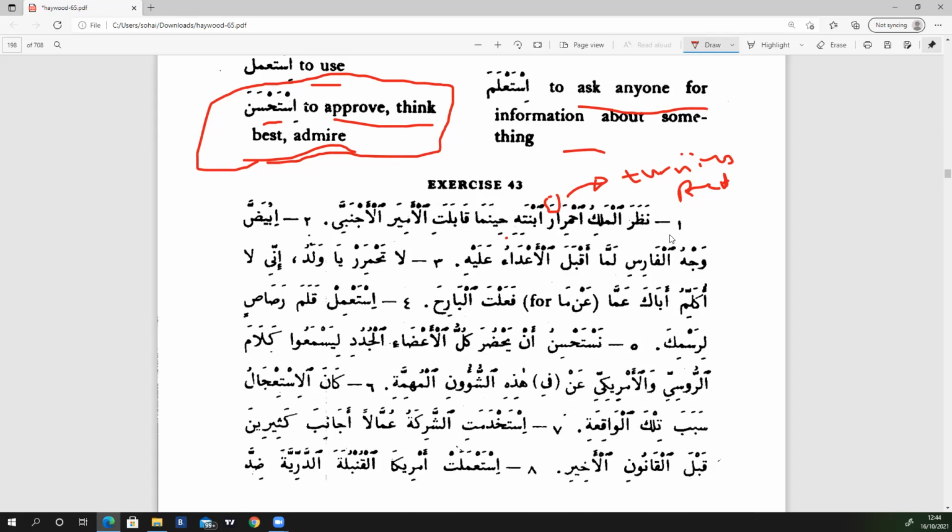When somebody turns red, in English we call it blushing. So the king saw his daughter blushing. But literally it is the king saw the turning red of his daughter. So you have to look at the grammar. The grammar is linked to ibnatihi, not the king. Ihmarra means to turn red. Ihmirar means turning red.